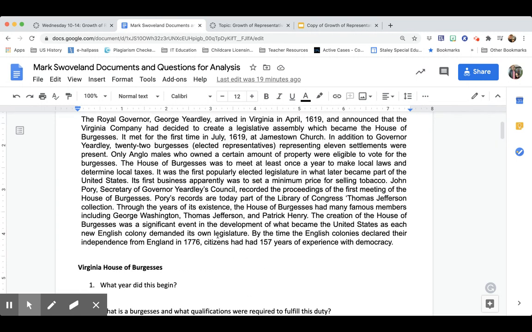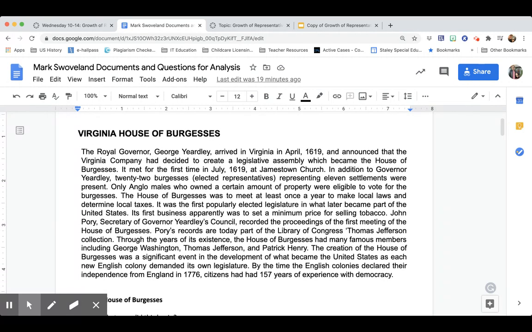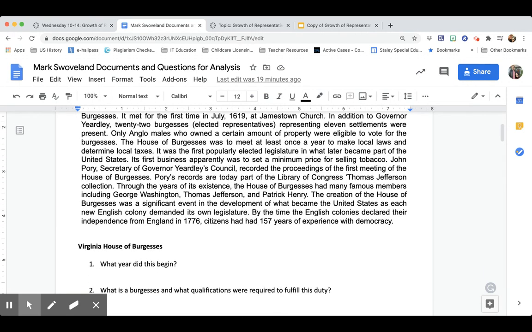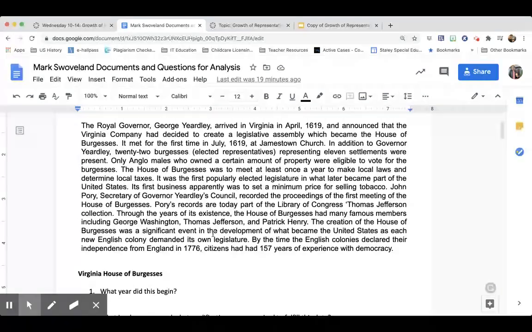Okay, so let's go ahead and take a look back at our questions, and then we're going to try and answer it with our reading. So remember, the point of this is that we're going to try and use text evidence in our answers. So we're going to try and find specifics in the reading that we can use to support our answers. All right, so the first question is, what year did this begin? And that's pretty easy for us, right? It says it met for the first time in July 1619 at Jamestown Church.